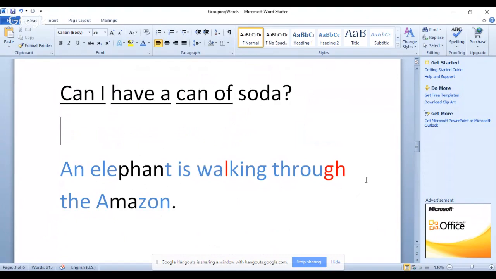What do you think the red letters represent? Silent. Exactly, they're silent. I didn't know where to put them, so I thought, well, then they're going to be red, because when I'm saying this again, an elephant is walking through the Amazon. It's hard for me to do this so slowly.